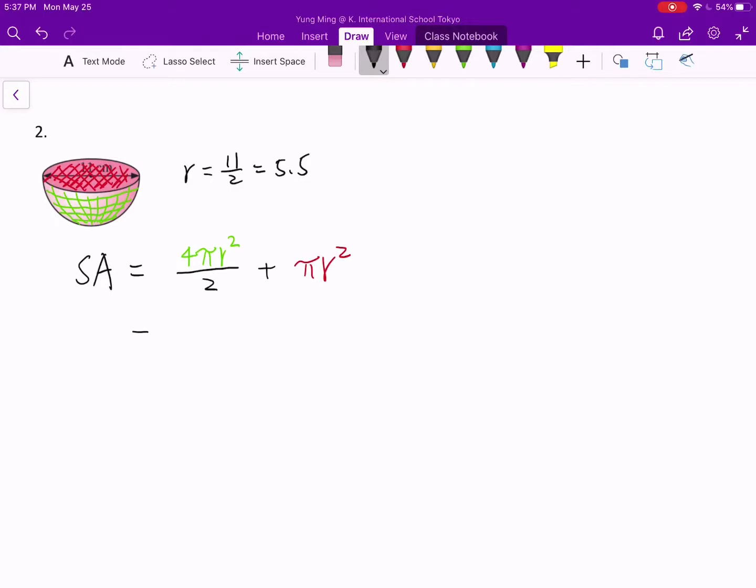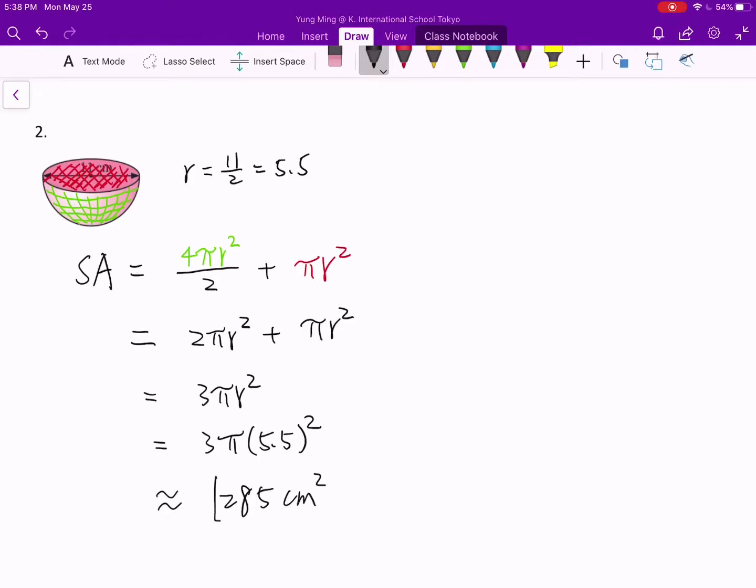But if you want to do some simplification before you plug in, this will actually be very cool. The 4 divided by 2 gives you 2 pi r squared, and then you have another pi r squared sticking around at the end. This simplifies to 3 pi r squared. So you can just plug in 5.5, and we get 3 pi times 5.5 squared, and you will get your answer, approximately 285 centimeters squared.